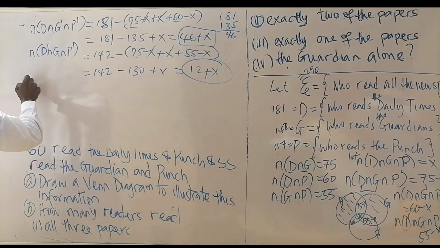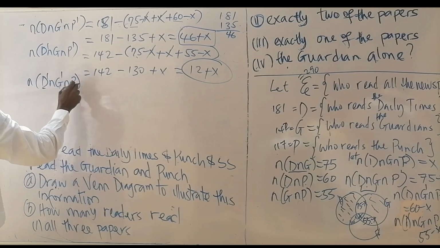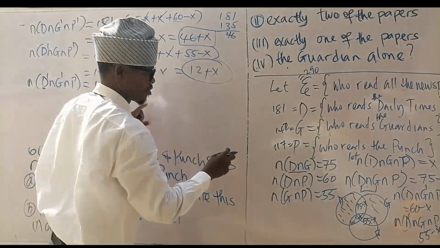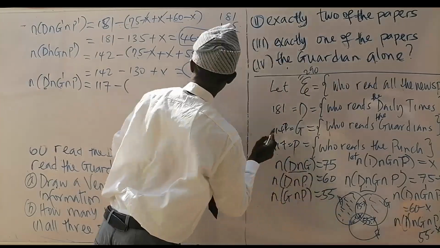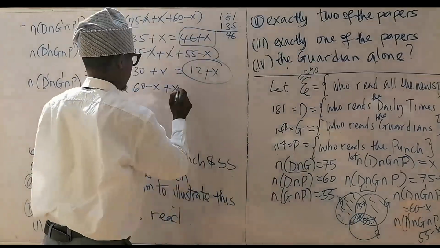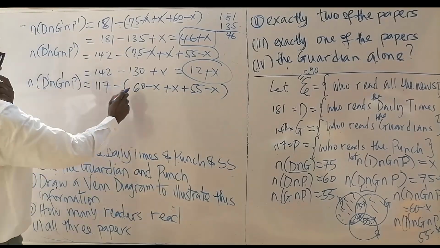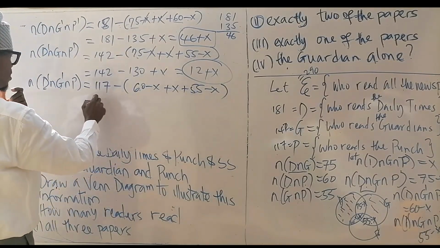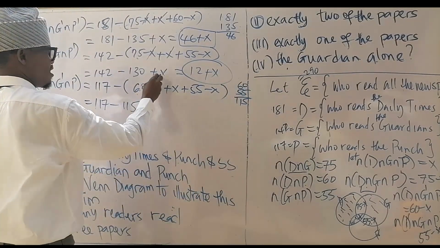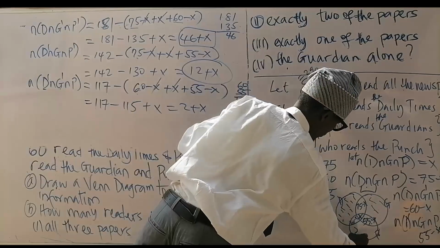Then we can also get the punch only. You are going to exclude your daily and your guardians, and that will be equal to punch. We have 117 minus, then come to your punch, so (60 minus x plus x, and then plus 55 minus x). So that's what we have. If we combine these two together, you're going to have 117, that's 115. This one and this one cancel, so plus x. So I have 2 plus x in that place.